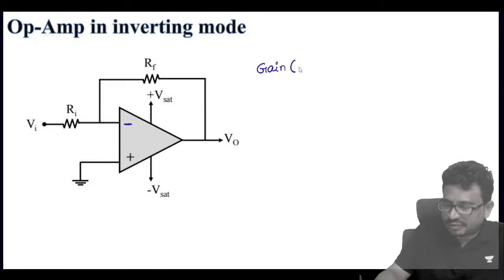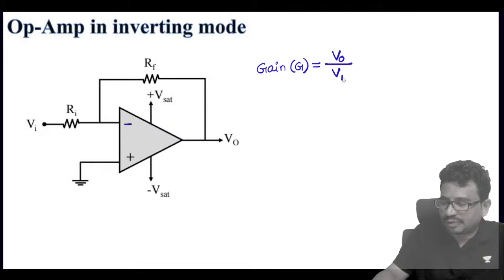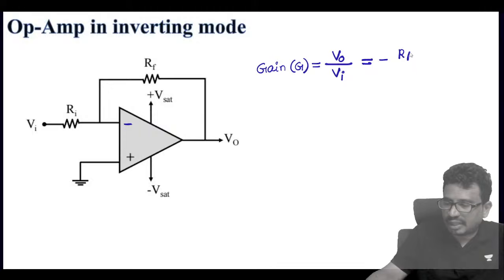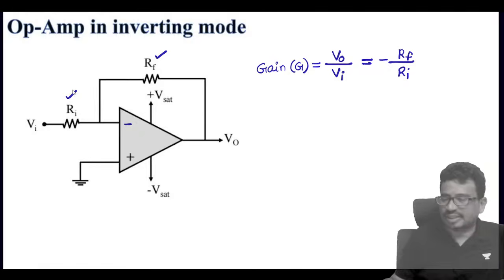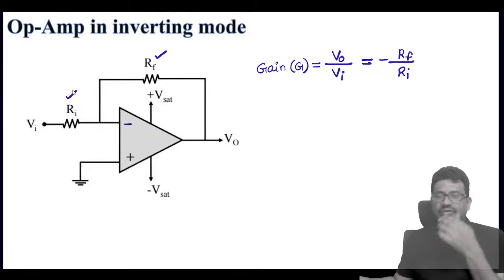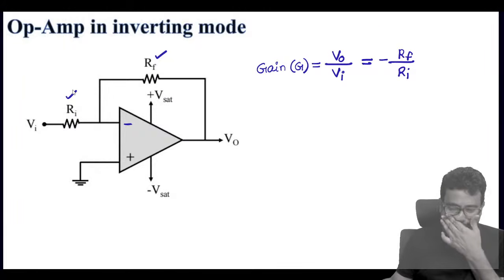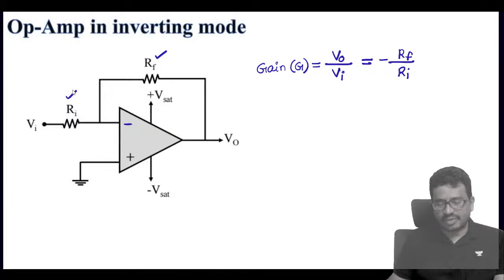The gain, which we used to call G, is given as what? Tell me. Output voltage by input voltage, which is given as minus RF by RI. So this is RF, this is RI. The gain in case of inverting mode is given as minus RF by RI.